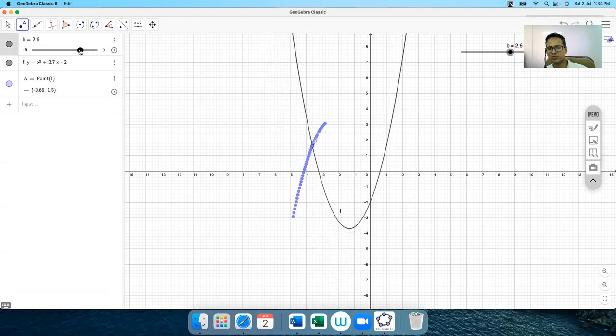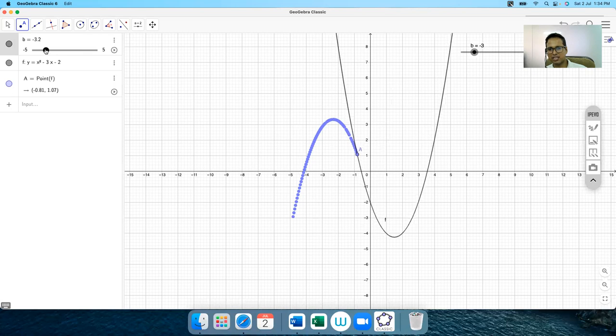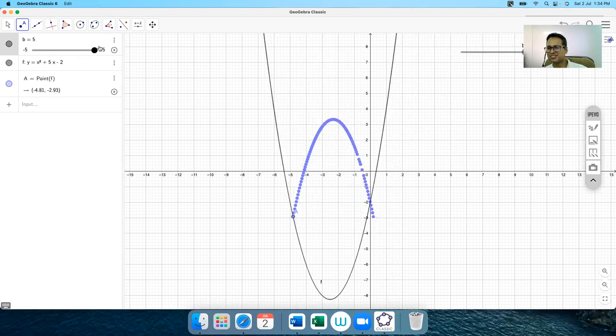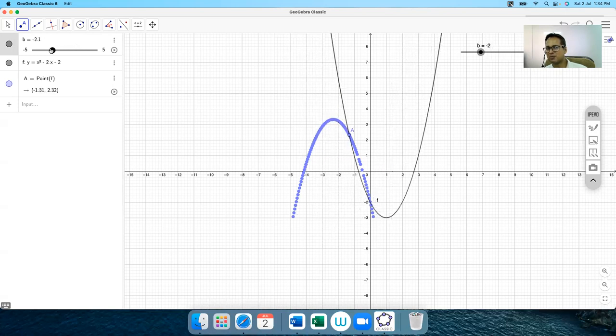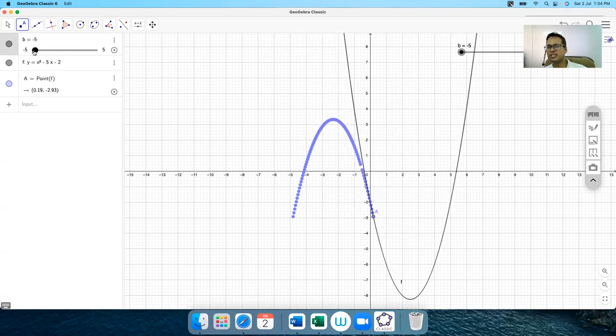You see, A is moving on a path which is actually parabolic. So no matter whatever point you take up, they're all dancing on a parabola. So changing the value of B will make every point on the parabola dance on a parabola. So it will be dancing as if it is on a parabola itself.